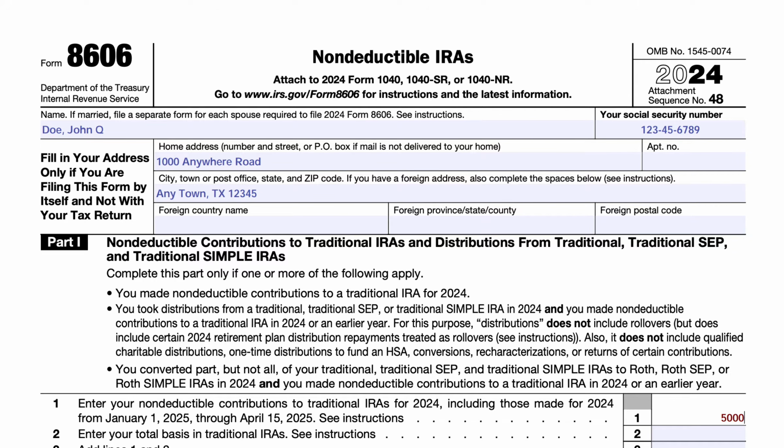We'll be going over IRS Form 8606, Non-Deductible IRAs. So we did this form in a video a couple years ago, so we're simply updating it to reflect the most recent changes over the past couple of years. There's not a whole lot of new information in this form. Basically, there's a new worksheet for line 15C as well as line 25C.